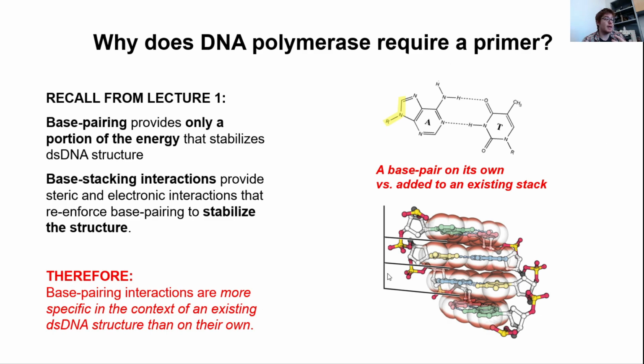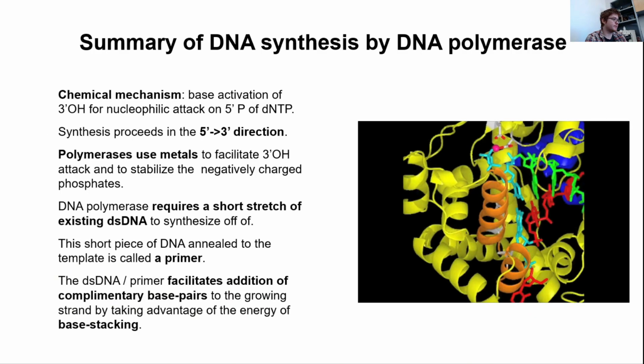Therefore, these base pairing interactions between A and T are going to end up being much more robust and more specific in the context of an existing double-stranded DNA structure. So if you already have this part stacked, then forming a proper base pairing interaction at the growing end is going to be much more favorable than if you just tried to make that happen on its own. So that's one of the reasons why a primer, that double-stranded stretch of DNA, is really important to be able to drive this reaction forward.